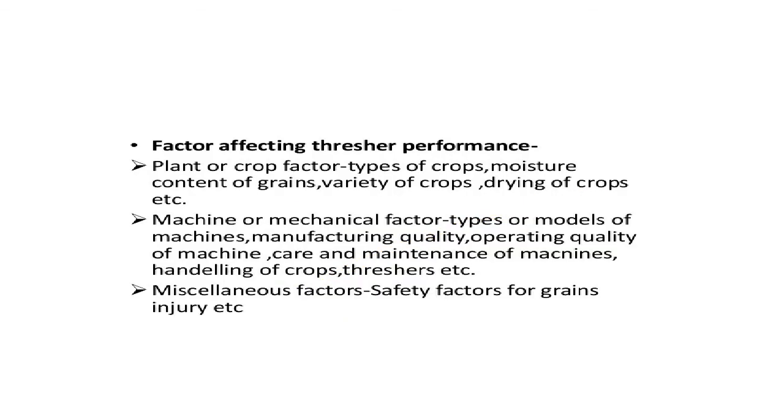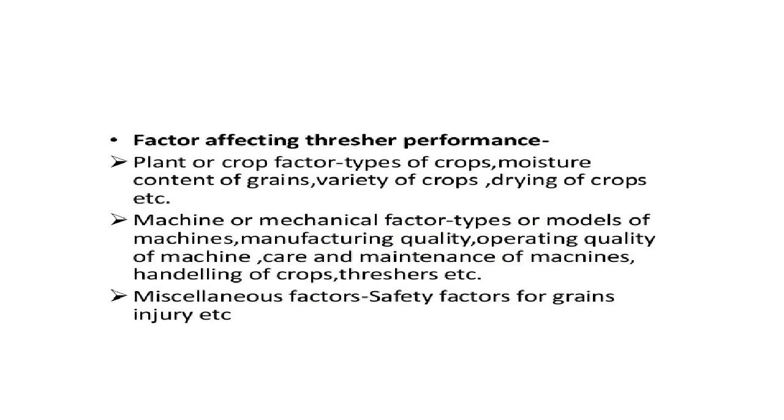Factors affecting threshing performance: first the plant or crop factors, like the type of crop, moisture content of the grain, variety of the crop, and drying of the crop. Second, machine or mechanical factors like the model of the machine, manufacturing quality, operating quality, care and maintenance of the machine, and handling of the crops. Then miscellaneous factors like safety and grain injury.